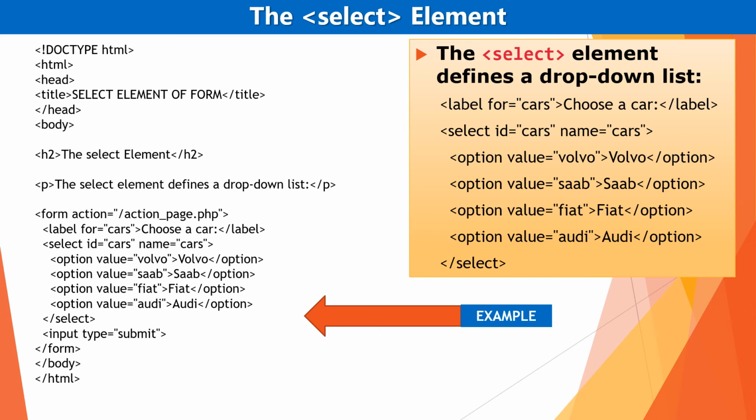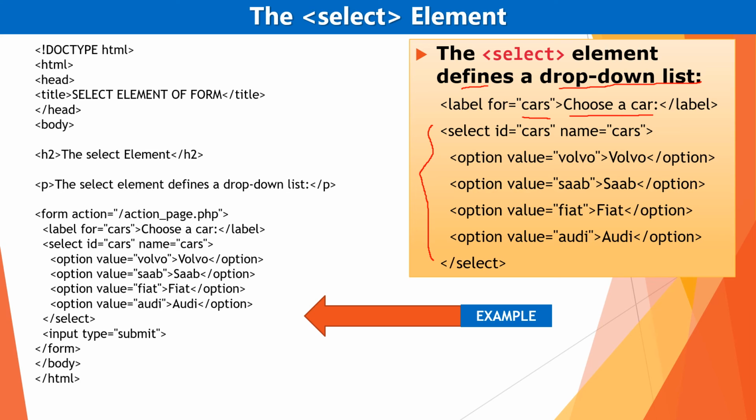Also very important is the select element. The select element is one of the form elements. At the right hand side, the box shows the element which defines the drop down list. So a drop down list we can show with the select element. This is given with an example: the label for cars. The label is given as "Choose a car:", and it ends with the end label. Now all of the next lines are given as a select element.